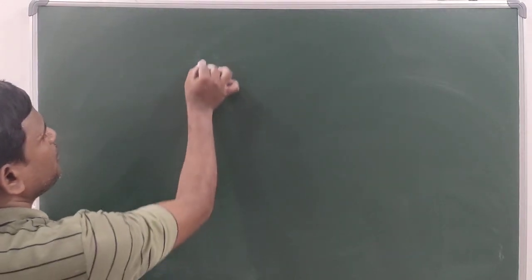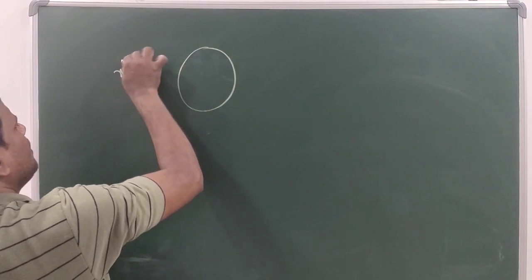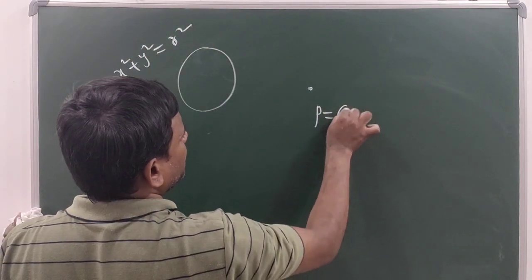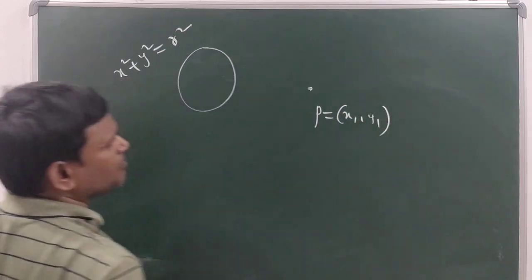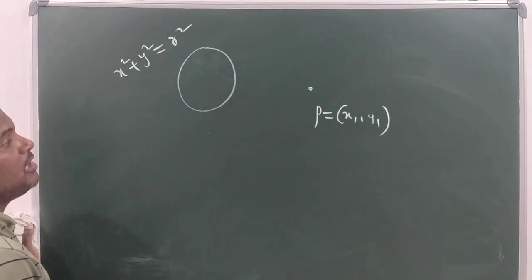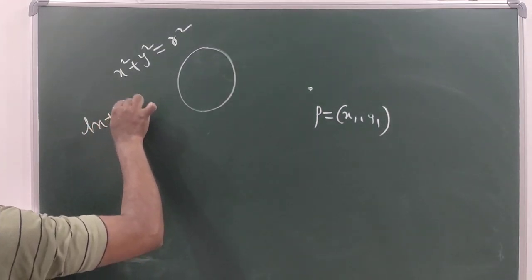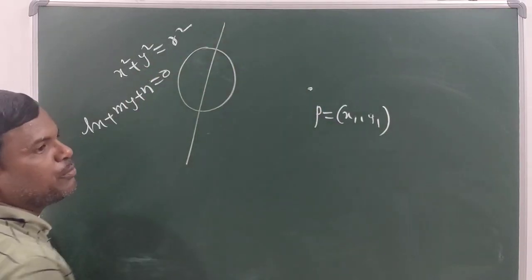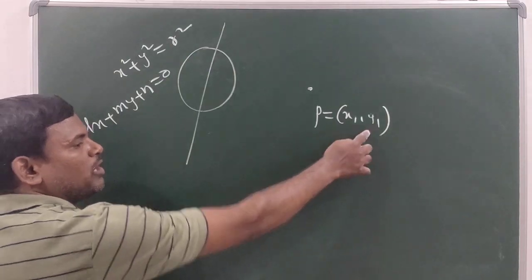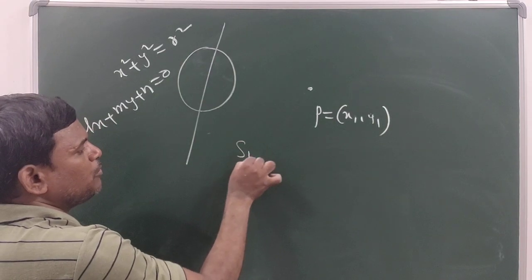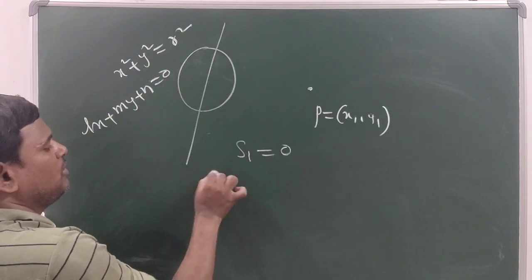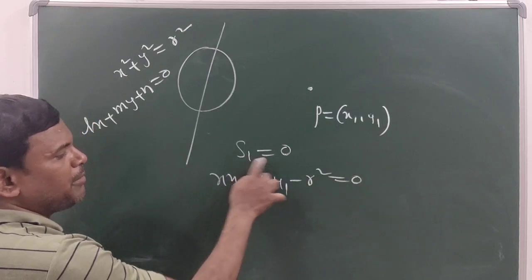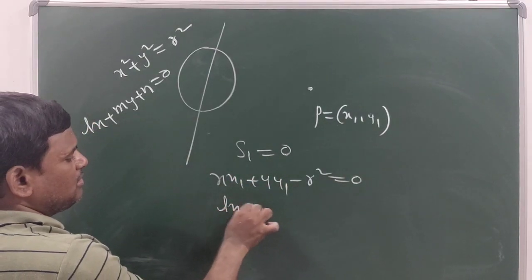Okay. What is given to you? Circle equation x square plus y square equal to r square. Here the pole is assumed as point P, whose coordinates are x1, y1. And the polar is given, circle equation is given, asking us to find the pole. Okay, I assumed the pole as x1, y1. So, what is the polar formula? S1 equal to 0. So, x x1 plus y y1 minus r square equal to 0.